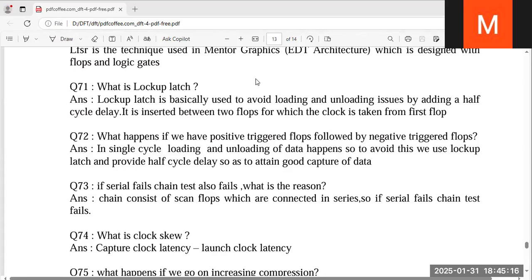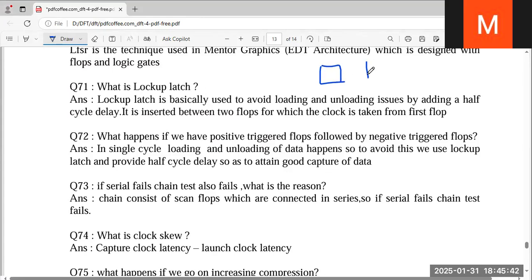So my first question is, what is a lockup latch? A lockup latch is basically used to avoid loading and unloading issues by adding a half cycle delay. It is inserted between two flops, and for the lockup latch, the clock is taken from the first flop.